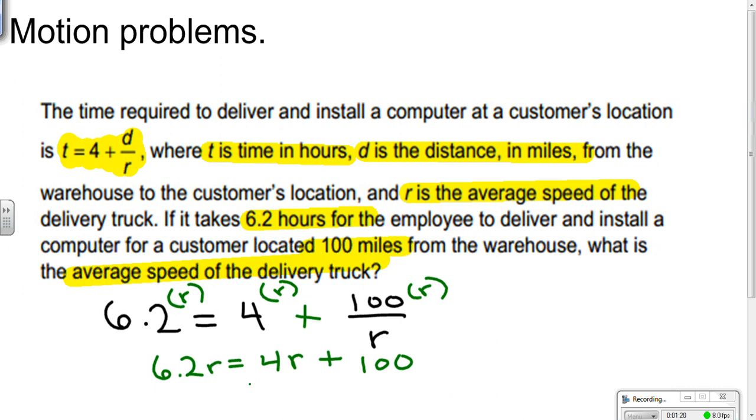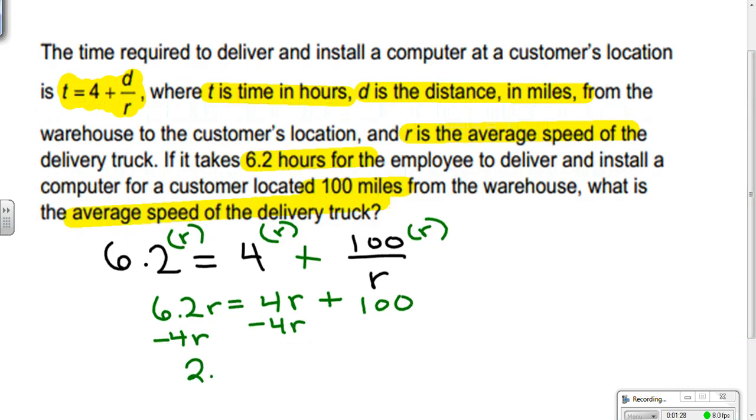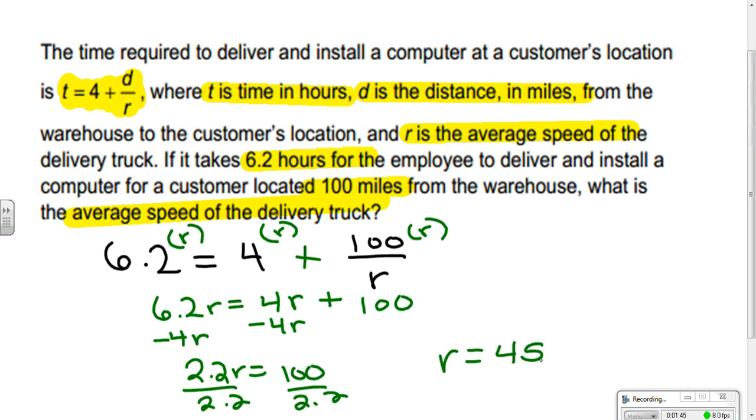All right, so now if I subtract 4R and subtract 4R, I will end up getting 2.2R = 100. Divide by 2.2. So 100 divided by 2.2 gives me 45.5 if I round to the nearest tenth. So the speed at which this delivery person was driving was 45.5 miles per hour.